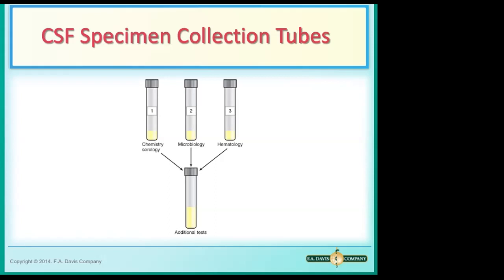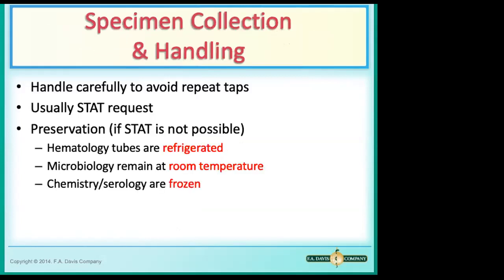Okay. Ideally, these tests would be performed on a stat basis, but if that's not possible, then we can try to store the samples. Okay, and we have to follow the protocol for hematology. The hematology tubes can be refrigerated for up to 4 hours. The microbiology tubes can remain at room temperature, and the chemistry and serology tubes are to be frozen. Okay.